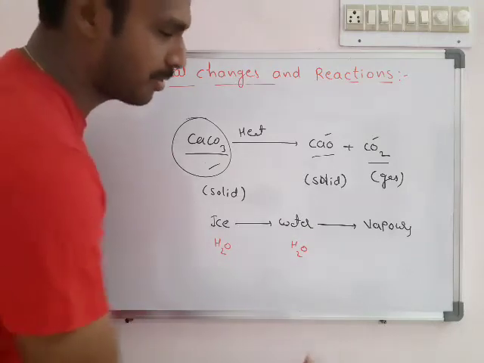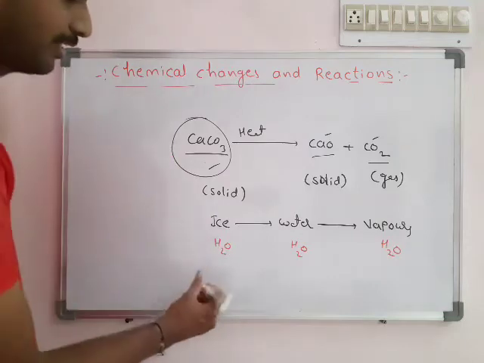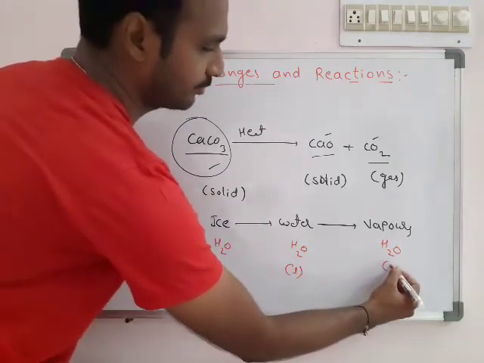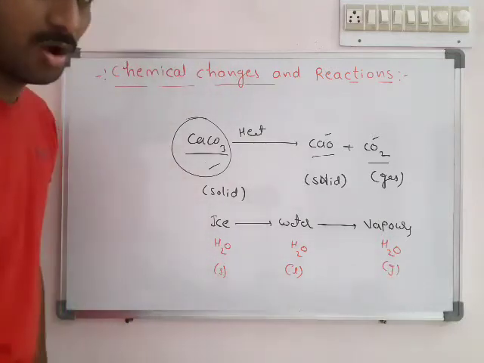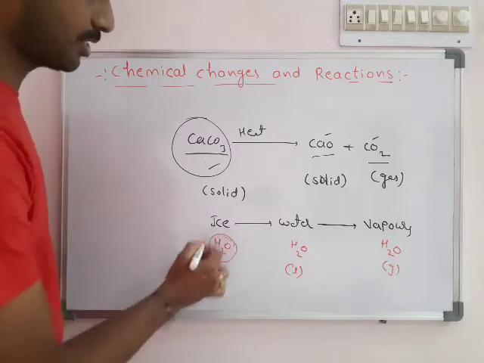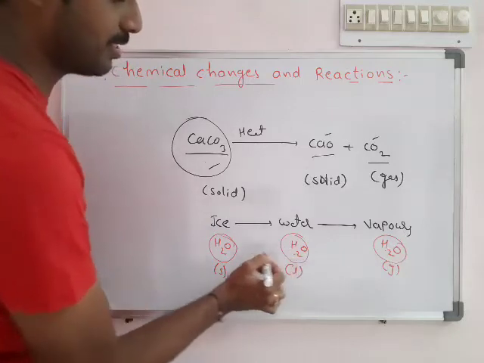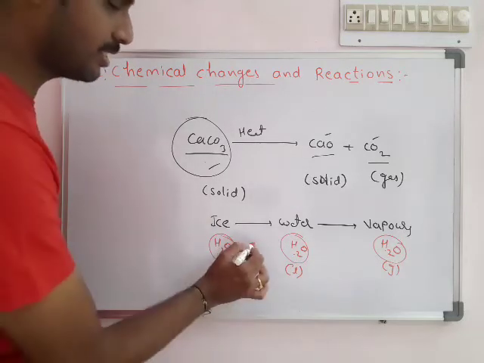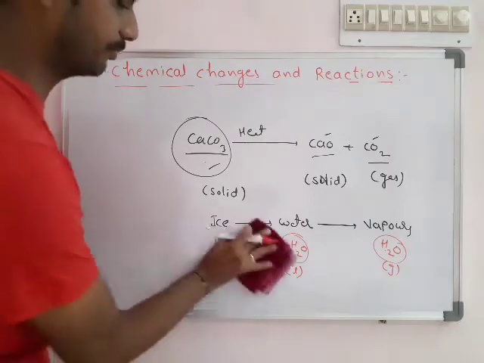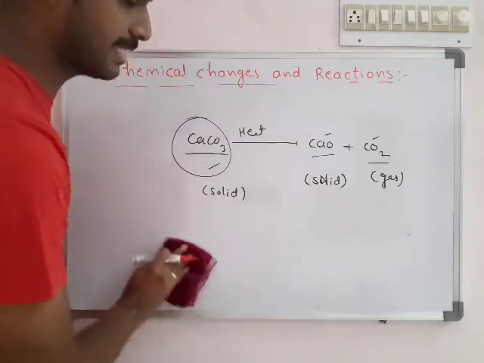H2O. What is the formula of vapors? H2O. Here the only difference is that it is a solid one, it is a liquid one, it is a gaseous state. Only the physical state is different, but the chemical composition of the elements in that molecule is the same, no change. So this is treated as a physical change. Only a physical change takes place there, and that is called a physical change.